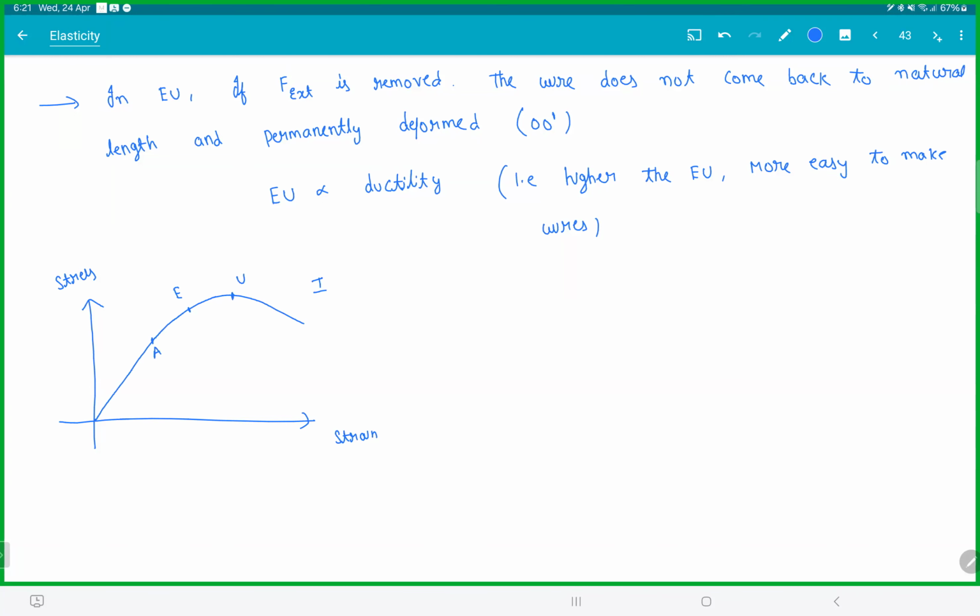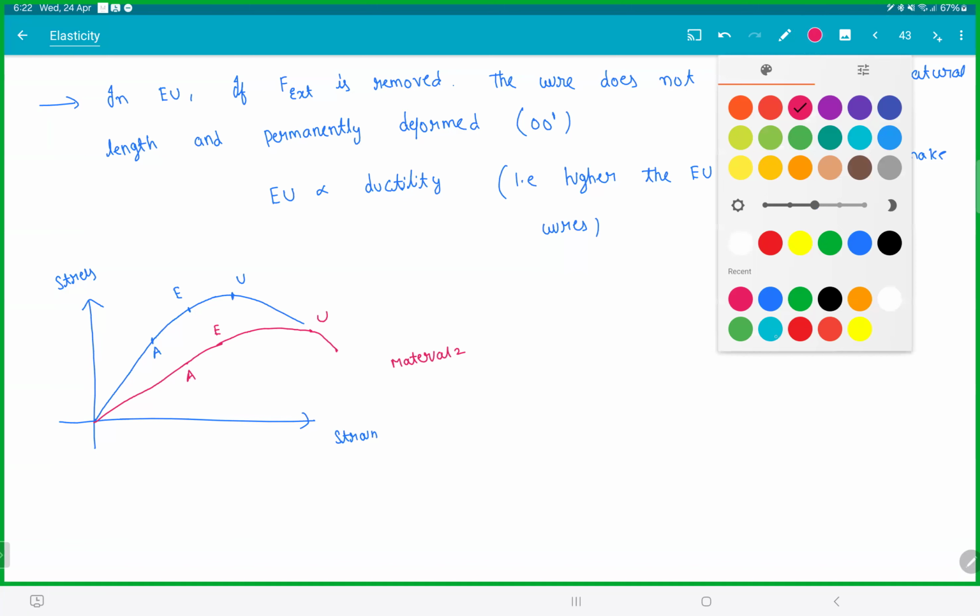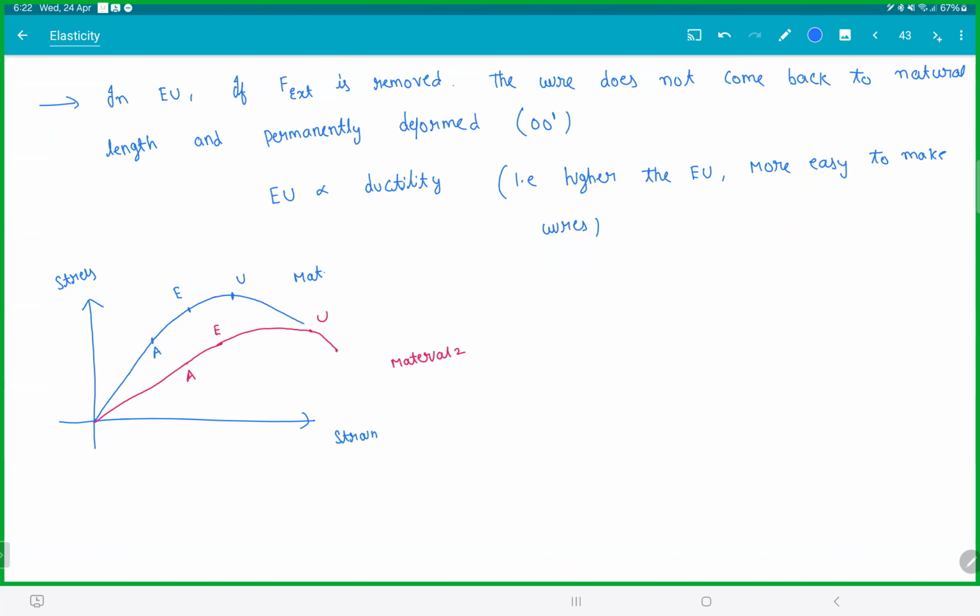Let's say this is material 1. This is your material 2. So they can ask you like this, which material is useful to make wires, which material is useful to make springs? If you look at the red line, the red EU is much longer compared to the blue. So material 2 is good to make thin wires.